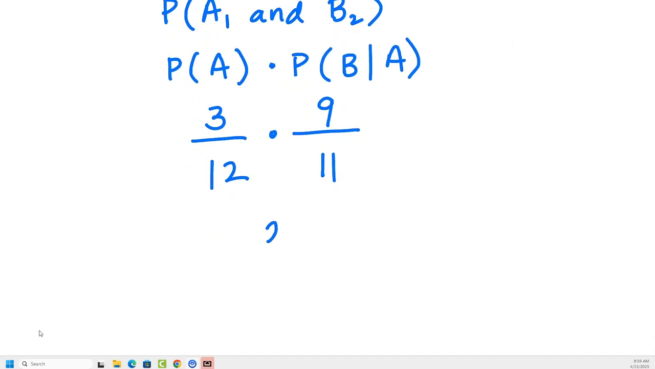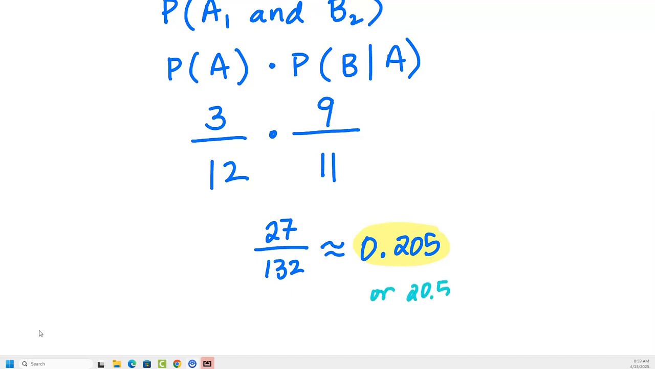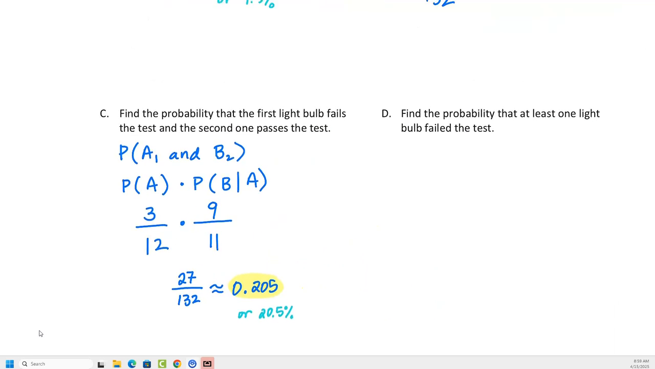So 3 times 9 is 27. 12 times 11 is 132, which when you put that on your calculator is 0.205. So there's a 20.5% chance that the first one will fail and the second one will pass. Are we okay with that?